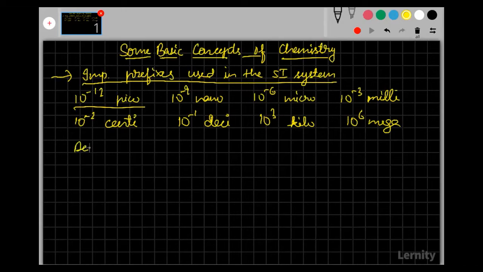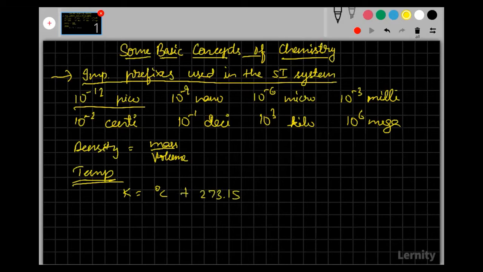Here itself, we have density. Density is mass by volume. And we have temperature relationships. The Kelvin scale is related to the degrees Celsius scale with 273.15. And degrees Fahrenheit is 9 by 5 times degrees centigrade plus 32.